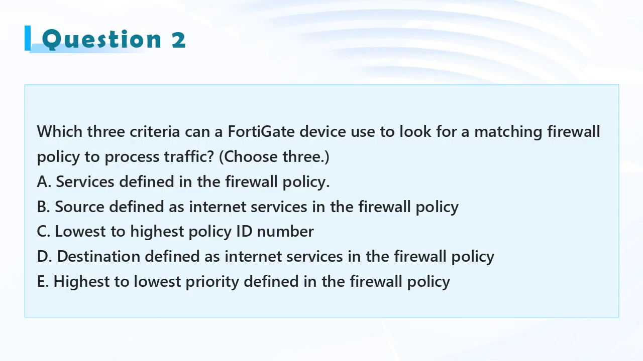Question 2. Which 3 criteria can a FortiGate device use to look for a matching firewall policy to process traffic? Choose 3. A. Services defined in the firewall policy. B. Source defined as Internet services in the firewall policy. C. Lowest to highest policy ID number. D. Destination defined as Internet services in the firewall policy. E. Highest to lowest priority defined in the firewall policy.